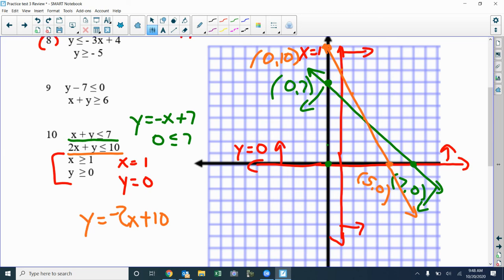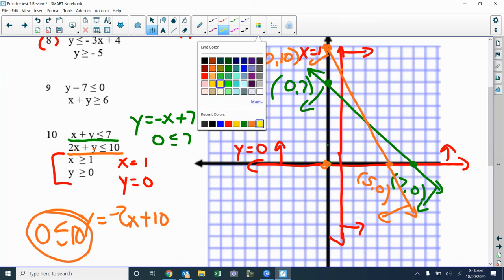Let's check out our test value on this guy right here. We can still use zeros. If we were to put that in, 0 for x and 0 for y is going to leave us with this statement. Is 10 greater than 0? Well, yes, it is. So that last orange line is here.